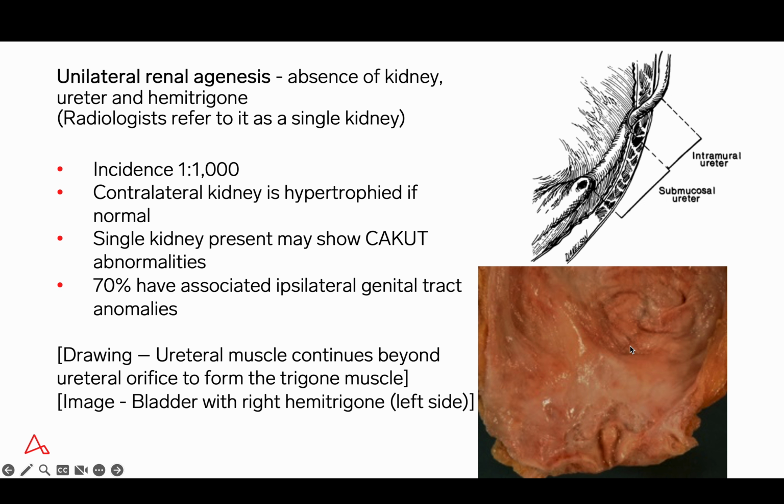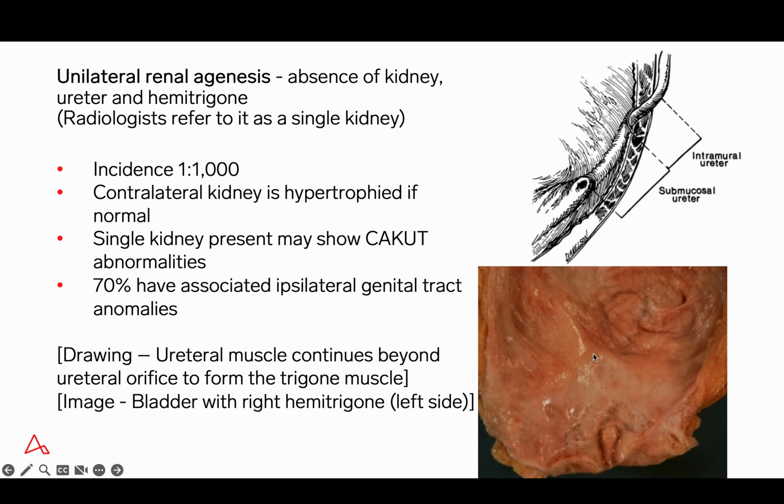The reason why the trigone is involved is, if we look at this diagram of the ureter as it approaches the bladder, it has an intramural and then a submucosal portion, which then leads to the ureteral orifice. The muscle of the ureter, however, fans out and extends beyond the ureteral orifice, forming the trigone. So if the ureter is not present, the hemitrigone is also not present.